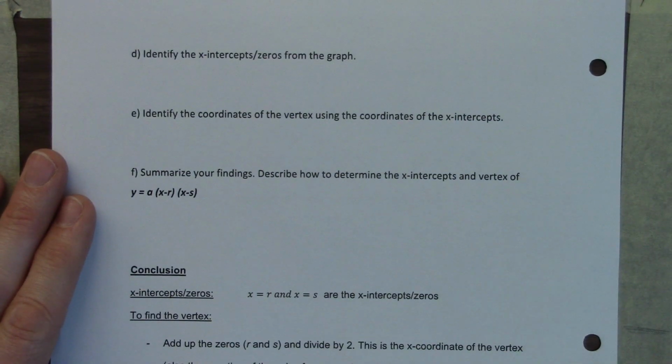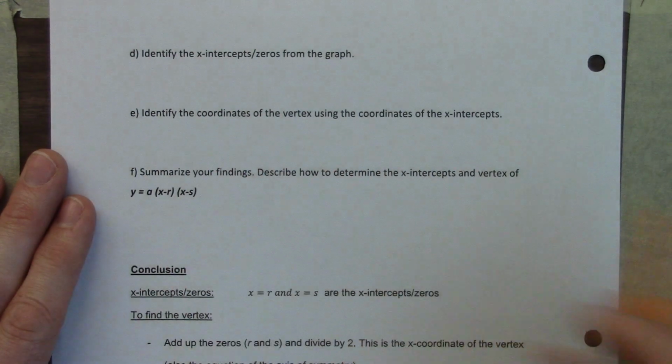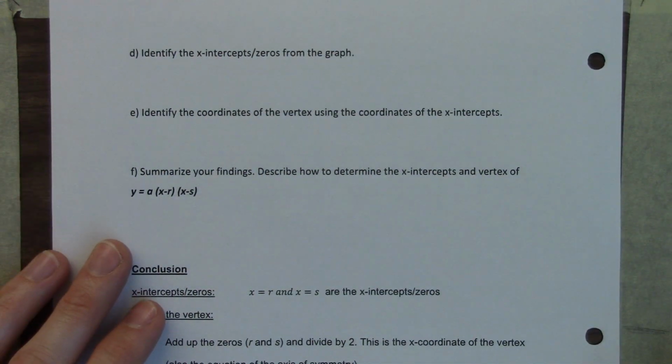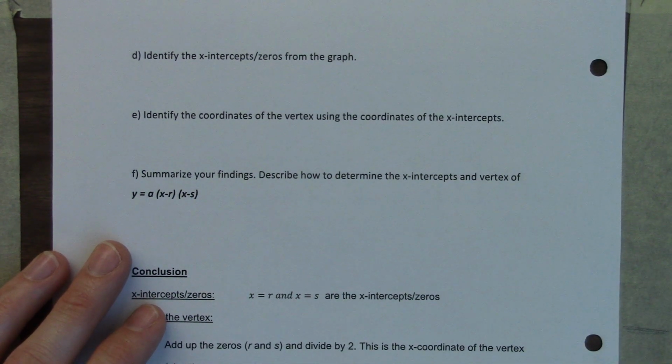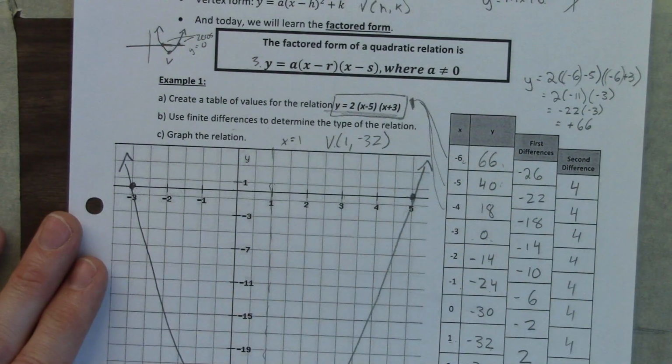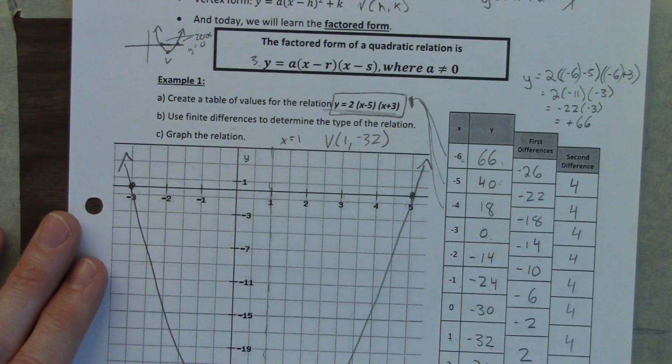All right. So it says, identify the x-intercepts and zeros from the graph. So remember, I said they're called the same thing. X-intercepts is when they cross the x-axis, and zeros when the y value is 0. So what are they here? Yeah, Josiah?